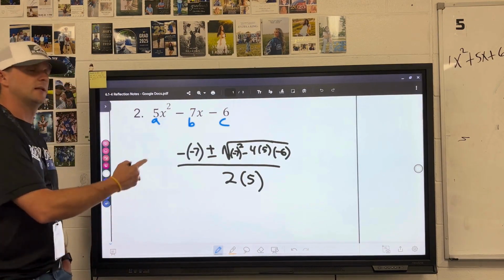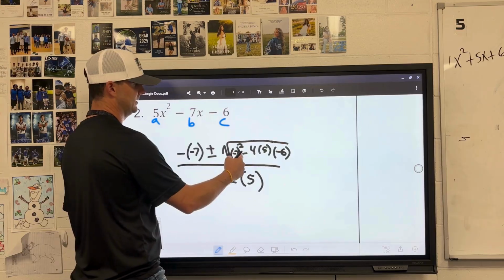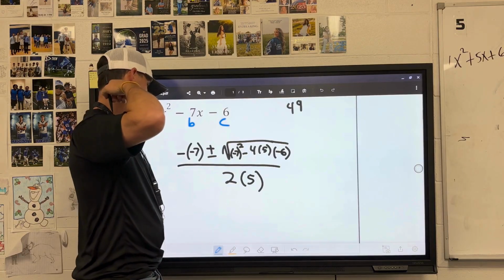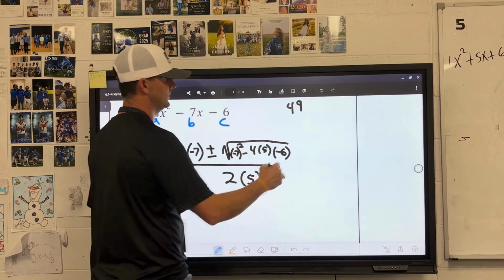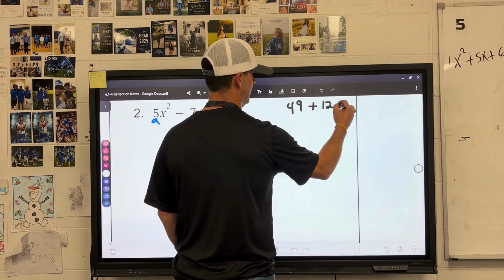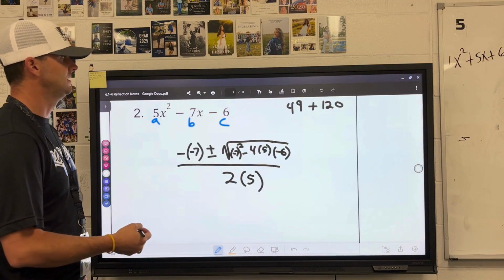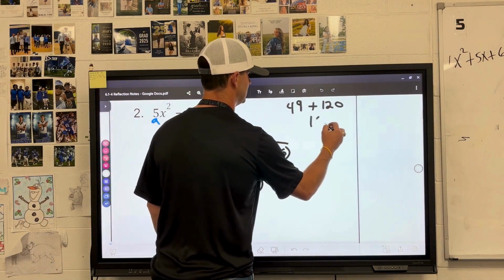Okay, so now let's go ahead and simplify inside the parentheses. So negative 7 times negative 7 is 49. Negative 4 times 5 is negative 20. Negative 20 times negative 6 would be positive 120. Okay. And so now I'm going to take the 49 and 120 and add it together. So that's going to end up giving me 169.